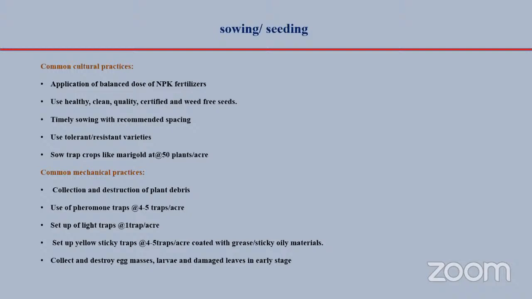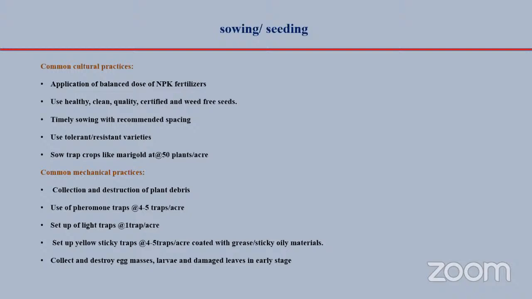And some of the common mechanical practices that you can adopt are collection and destruction of plant debris, then use of pheromone traps at the rate of 4 to 5 traps per acre, then setup of light traps at 1 trap per acre, then yellow sticky traps for the white flies, about 4 to 5 traps per acre. And these yellow sticky traps will be coated with grease or sticky oily material, so once the insect comes in contact, it will stick to the surface.